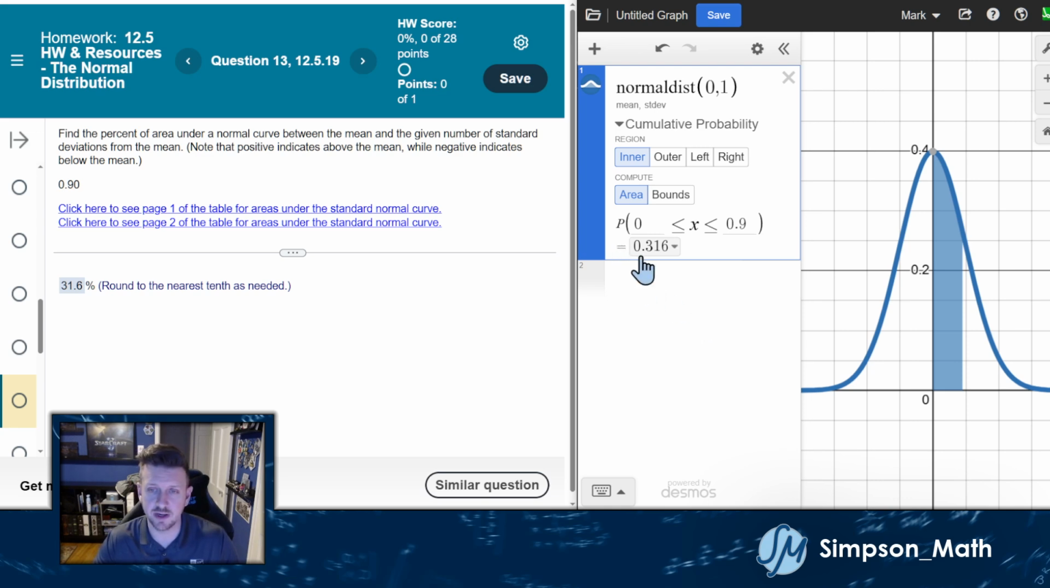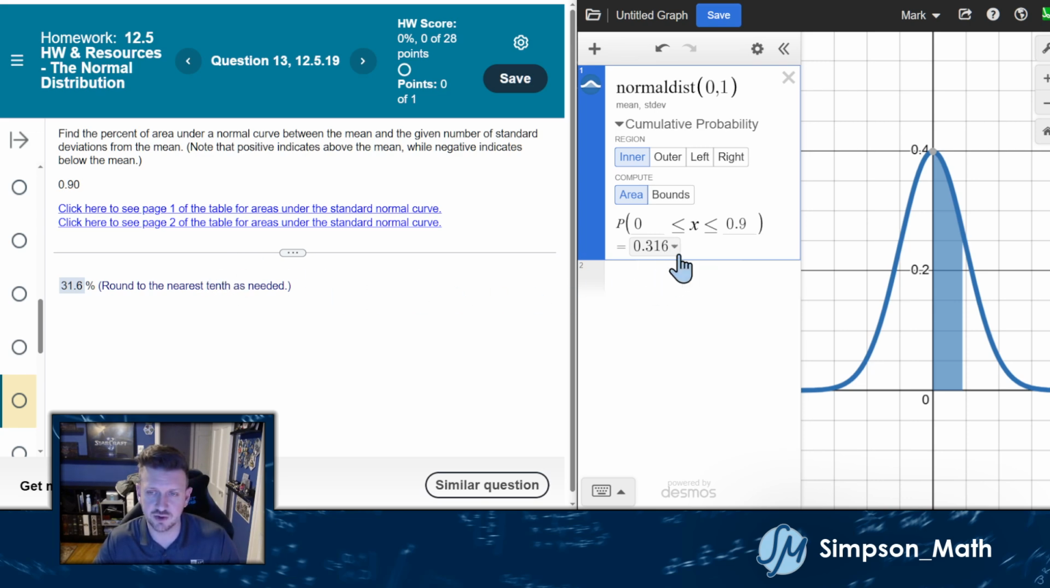What I get is 0.316. As a percent though, because it does want it to be written as a percent, it would be 31.6 because I'm going to move this decimal place 2 places to the right. I can get 31.6%.